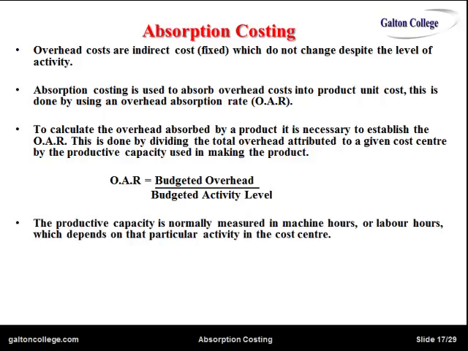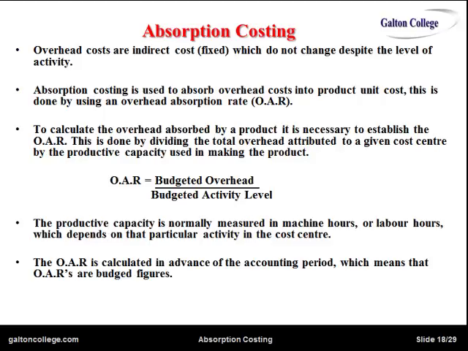The productive capacity is normally measured in machine hours or labour hours, which depends on that particular activity in the cost center. So, the OAR is calculated in advance of the accounting period, which means the OARs are budgeted figures. So the overhead absorption rate figures are budgeted. They're calculated before production takes place.